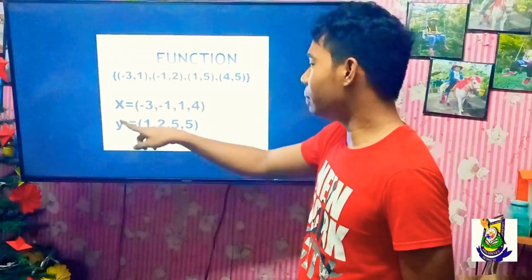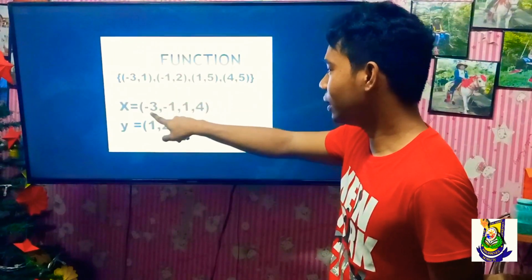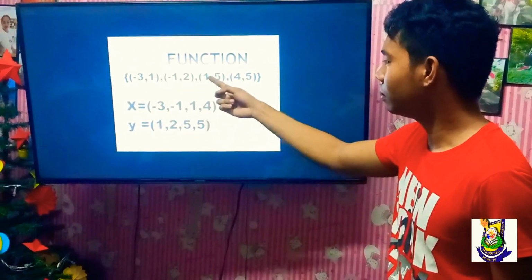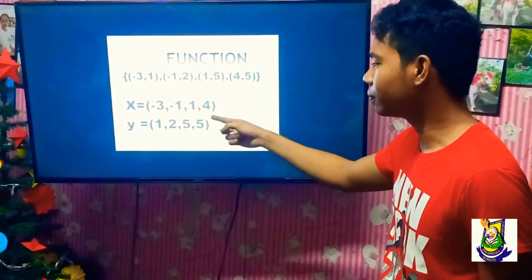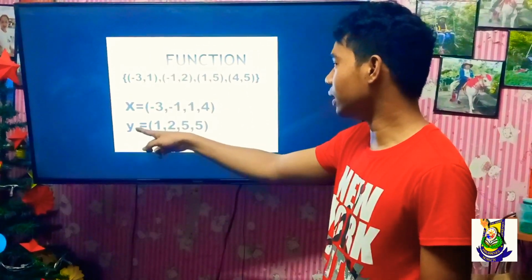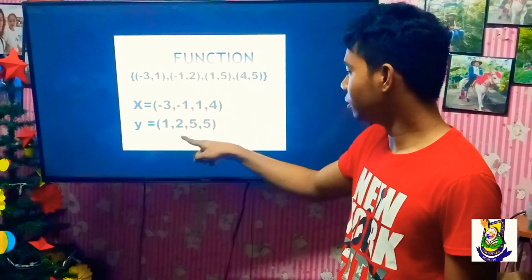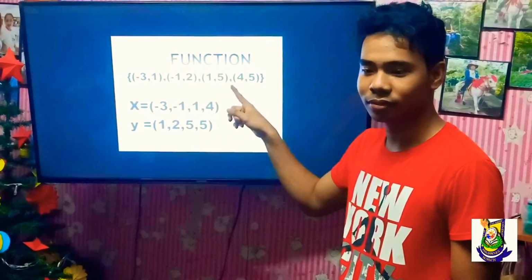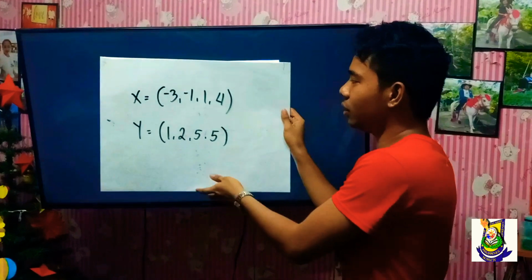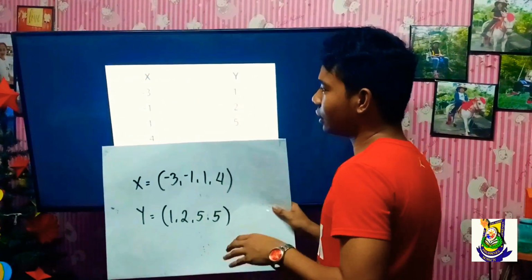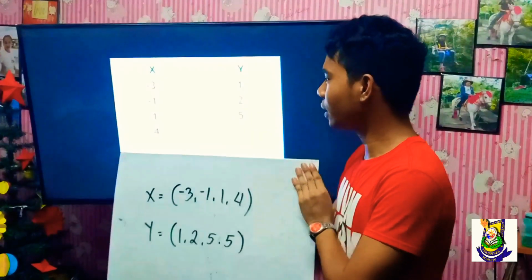So the values of x are negative 3, negative 1, 1, and 4. The values of y are 1, 2, 5, and 5. After that, let's organize it by a mapping diagram.